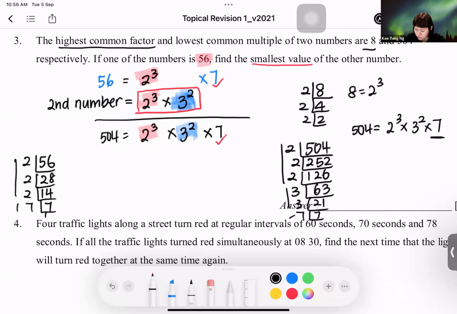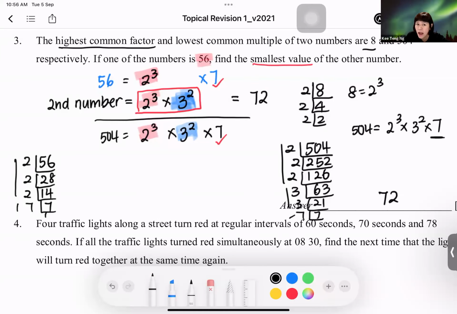And they want us to find this number. So I have to work out 2 to the power of 3 times 3 squared. That will give me the number 72. And this one will be the answer.